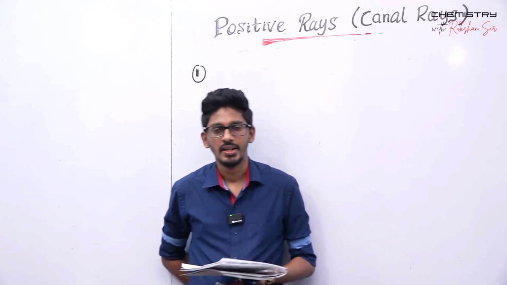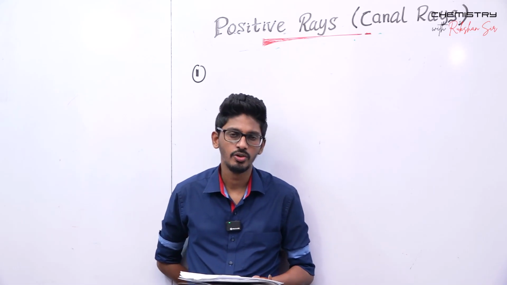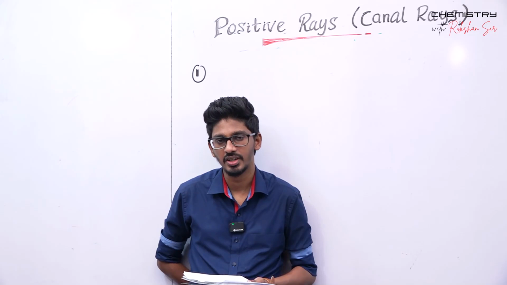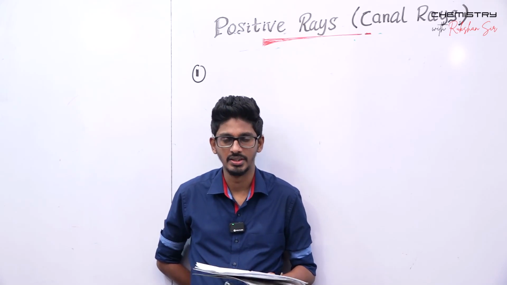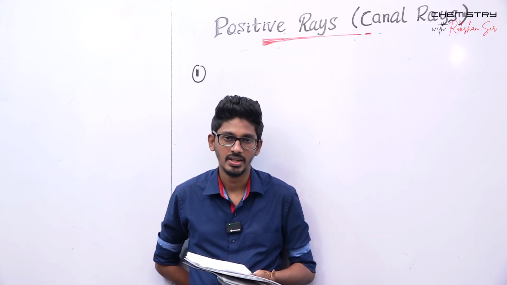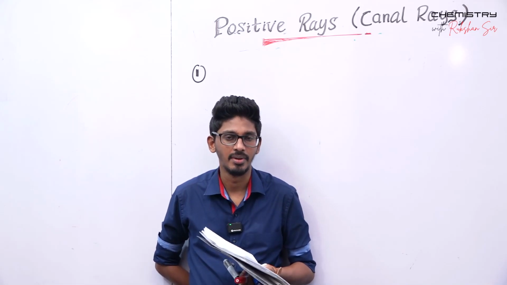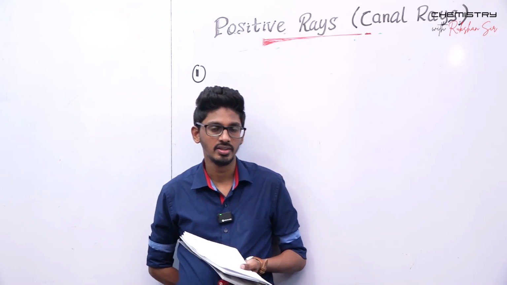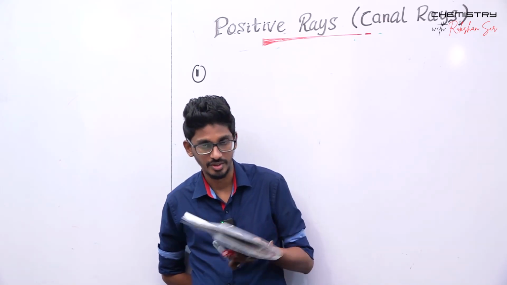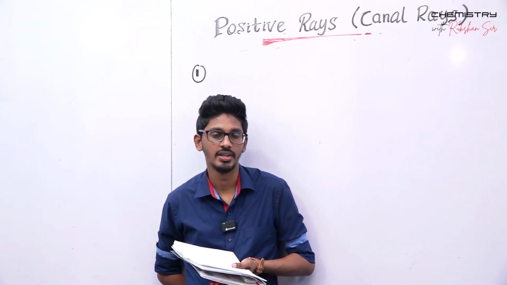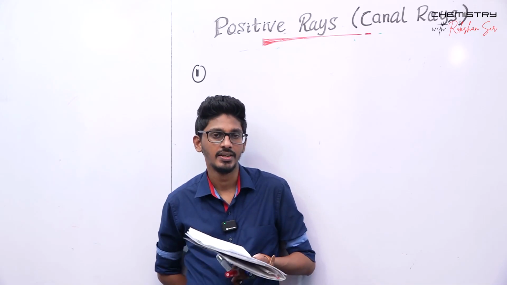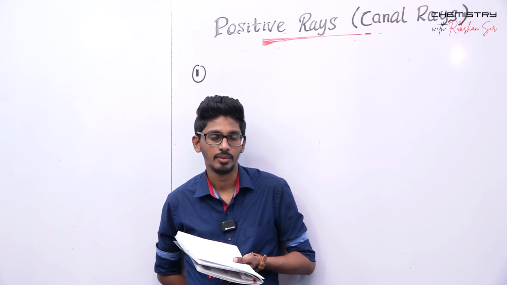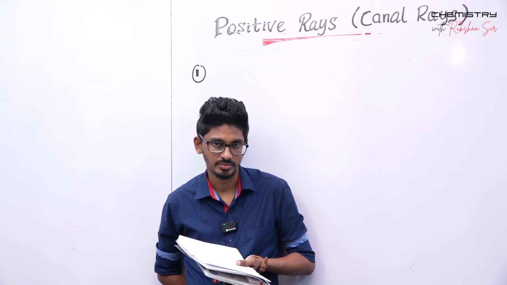Actually, the positive rays also have some momentum, like in the cathode ray situation. They have kinetic energy, which means they have a mass and a velocity. The kinetic energy is half mv squared. Positive rays move, so kinetic energy is there. That means half mv squared is there, which means m and v are there. That means positive rays have momentum.